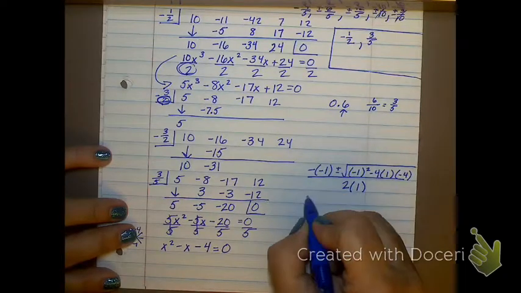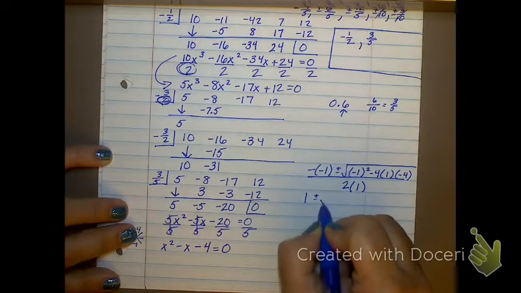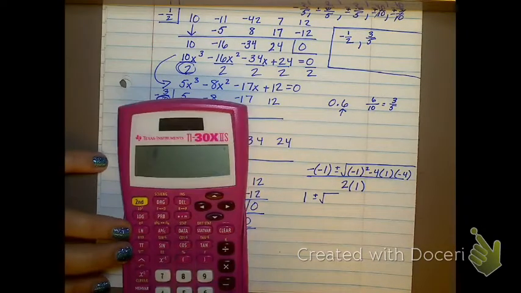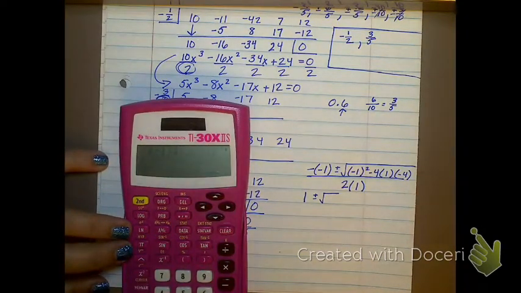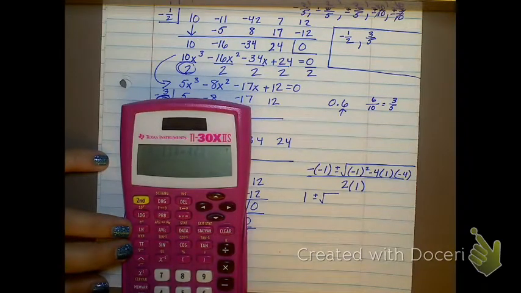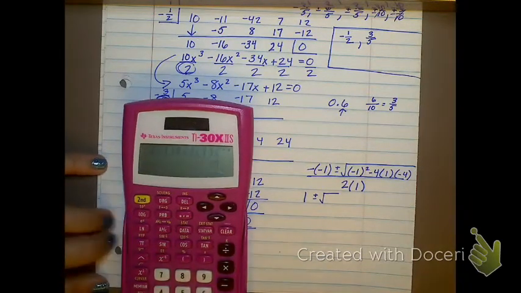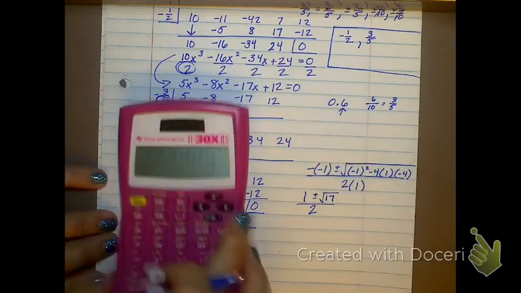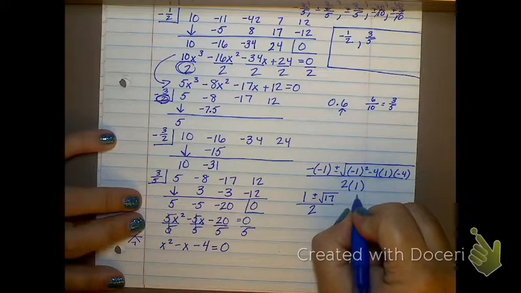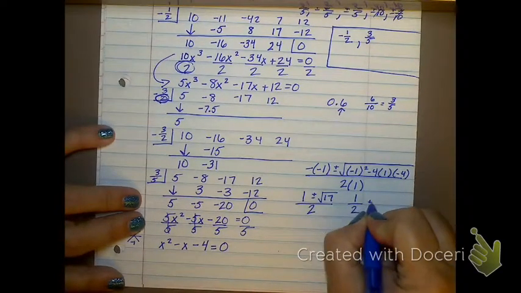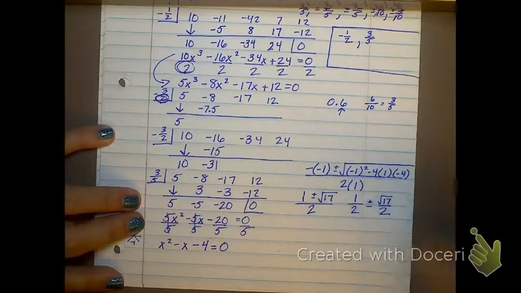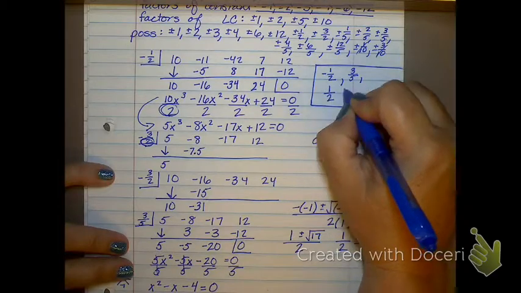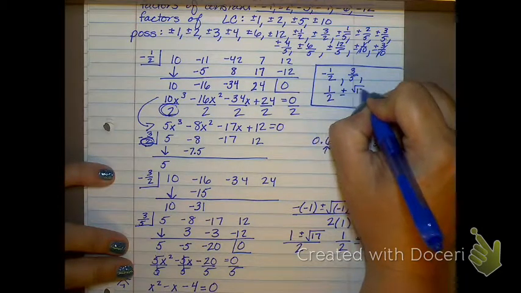So negative 1 becomes positive 1. Over here, let me do it on this calculator. Negative 1 squared minus 4 times 1 times negative 4 is 17. All over 2 times 1 is 2. And breaking that up, I get 1 over 2 plus or minus radical 17 over 2, right? So 1 over 2 plus or minus radical 17 over 2.